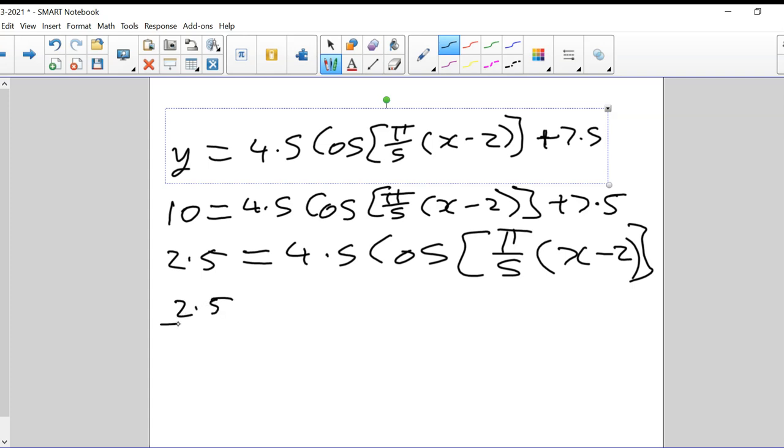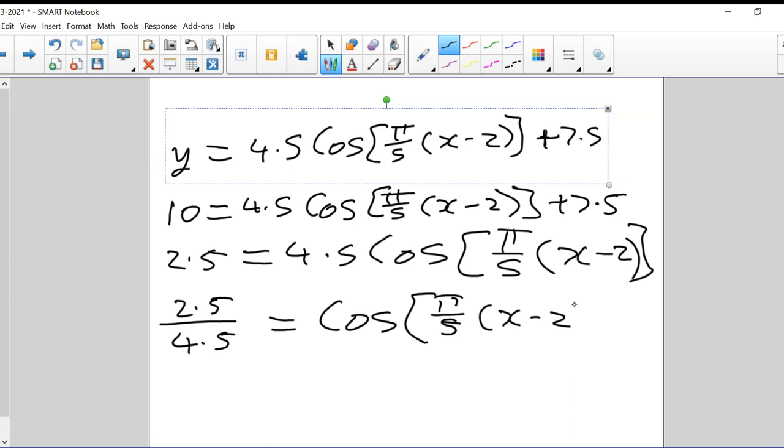So 2.5 divided by 4.5 is equal to the cosine of pi over 5 (x minus 2). Okay, that sounds okay. We've done that, Jeremy, Joel, Harish. You've all set me off on the right path.